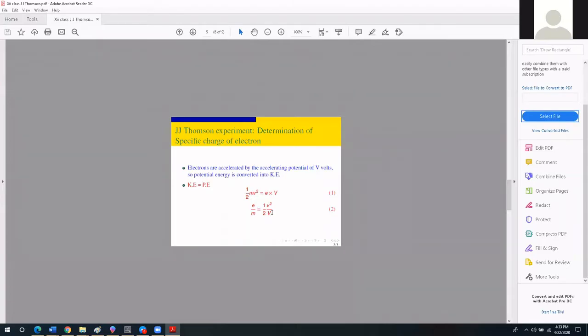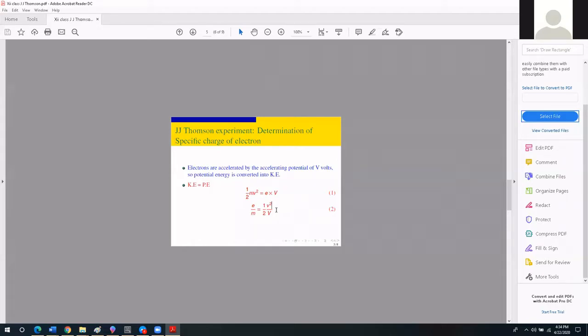Let me repeat this theory one time. Theory, or we can say working. When the electric field is applied, the beam of electrons is accelerated toward the anode A, and if V is the accelerating potential, then the potential energy of the electron at the cathode C is eV, and that potential energy is converted into kinetic energy, which is equal to half mv squared. So kinetic energy equals potential energy: half mv squared equals eV. So e/m equals half v squared, velocity squared, by V, voltage.